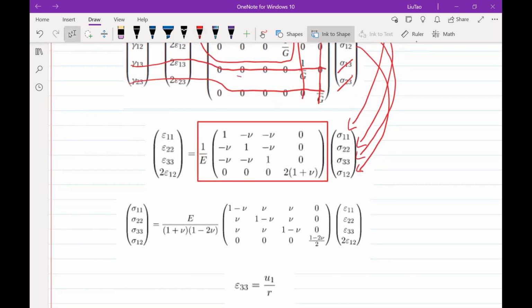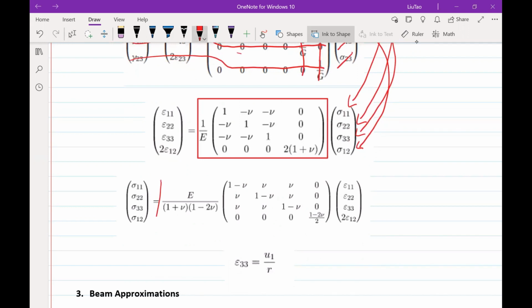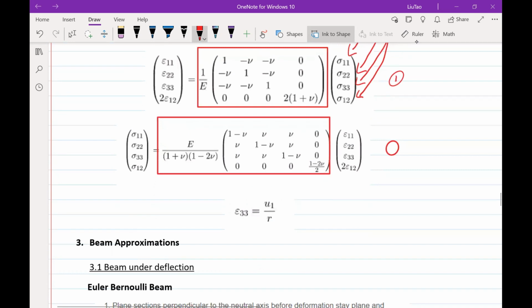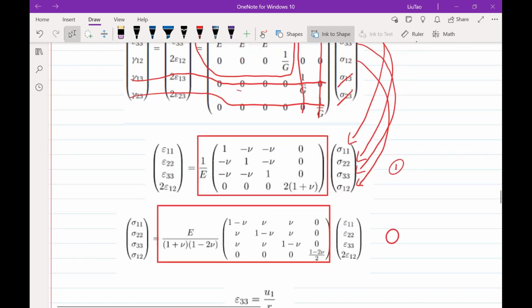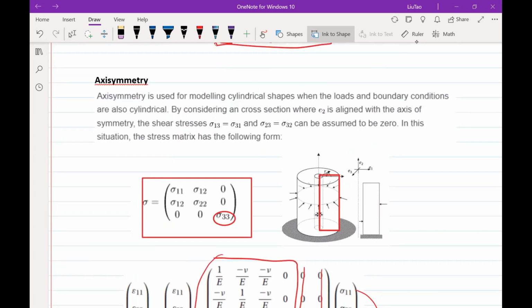And we can also find the inverse matrix for this material property matrix, and it has this form. So for this equation, given stress, we can get strain. For this one, given strain, we can get stress. We can also calculate epsilon 3 by using its definition. If we assume the displacement of this cylinder after expansion is U1, then epsilon 3 is equal to U1 over its radius.